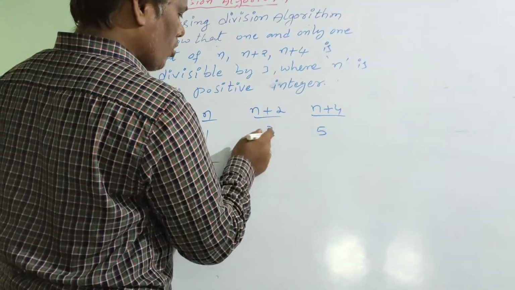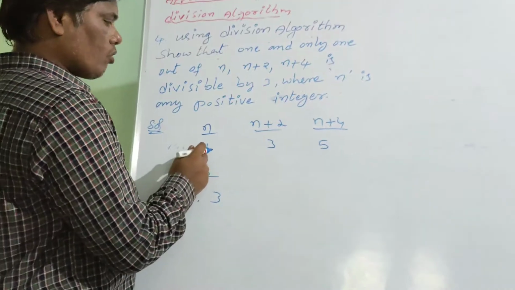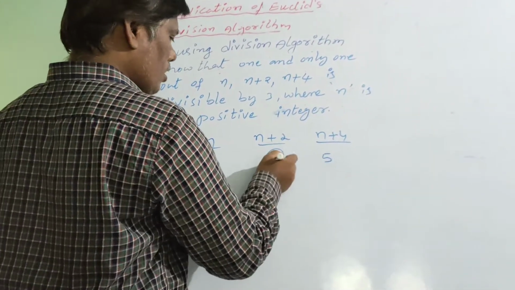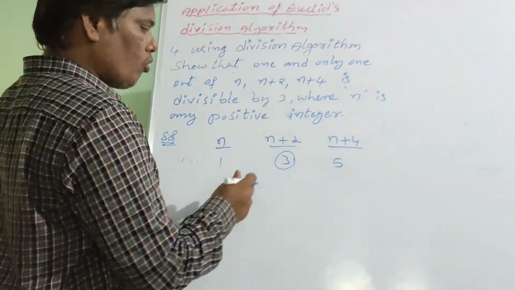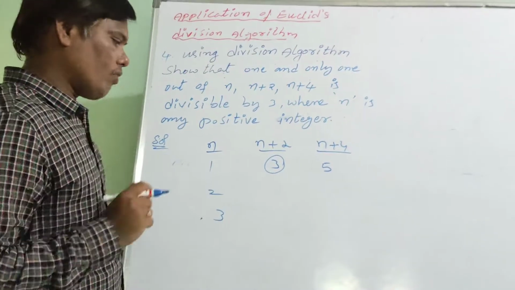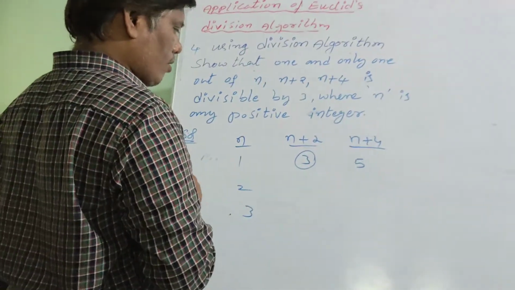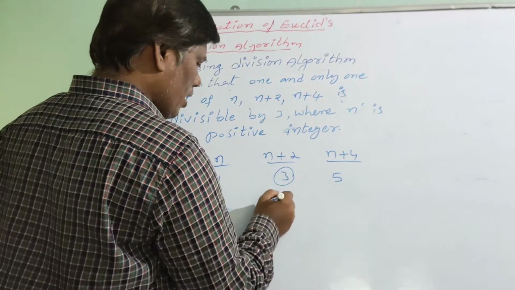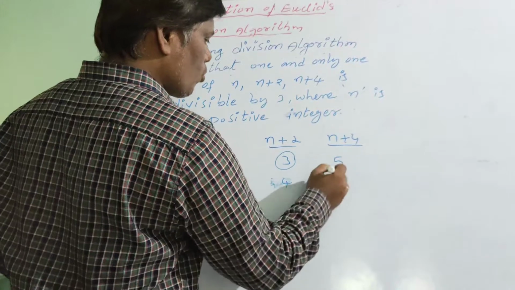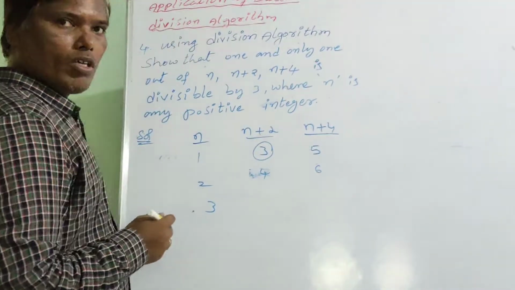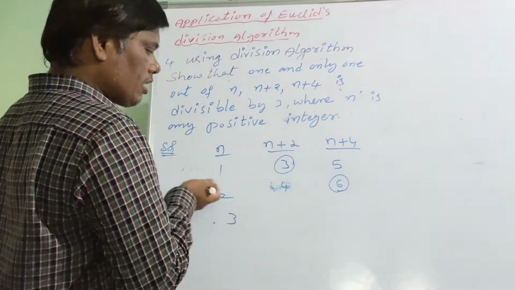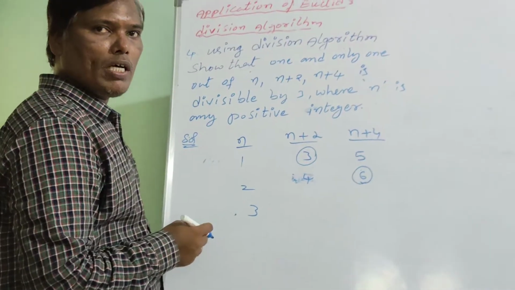So let us see among these three numbers, n, n plus 2 and n plus 4: 1, 3, 5. Which is divisible by 3? 1 is not divisible by 3, 3 is divisible by 3 and 5 is not divisible by 3. Only 3 is divisible by 3. So out of these three numbers, how many are divisible by 3? Only 1. Let us take n is equal to 2 and check. If n is equal to 2, n plus 2 is 2 plus 2, which is 4. Next, n plus 4, 2 plus 4 is equal to 6. Now 2 is not divisible by 3, 4 is not divisible by 3, but 6 is divisible by 3. Among these three numbers, only one number is divisible by 3.